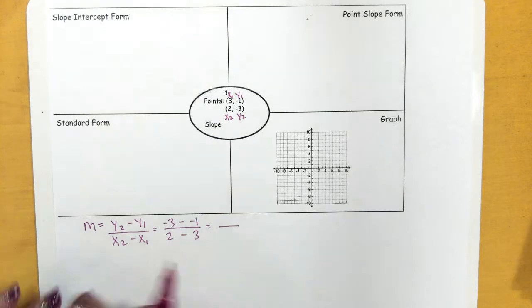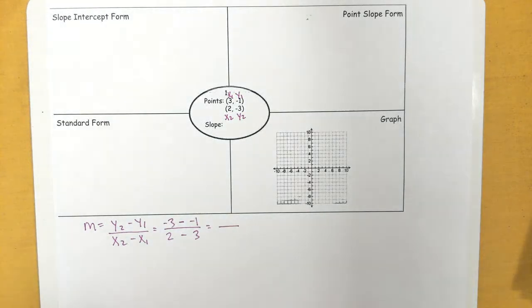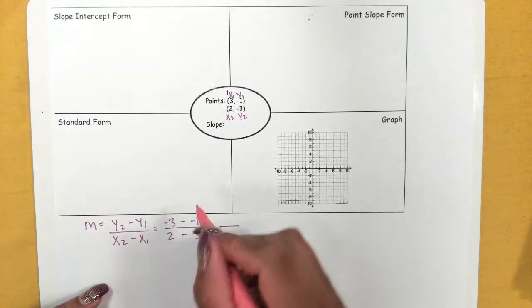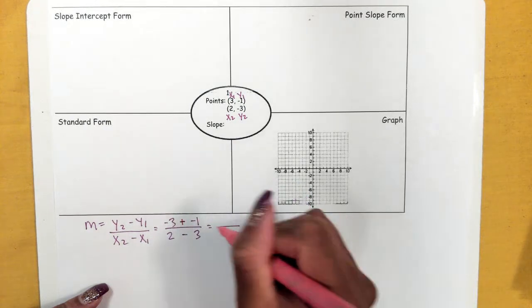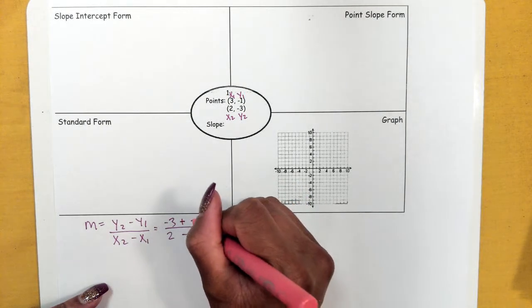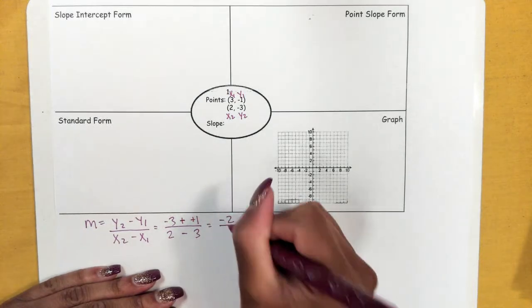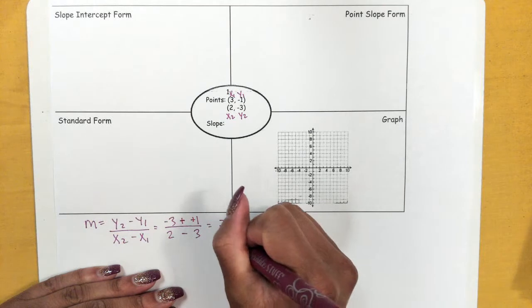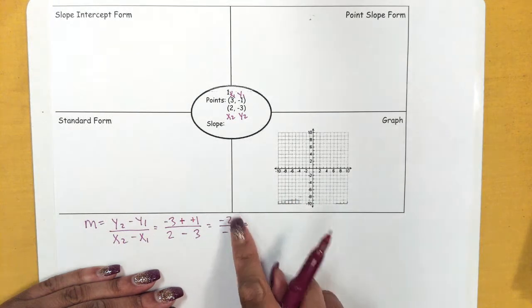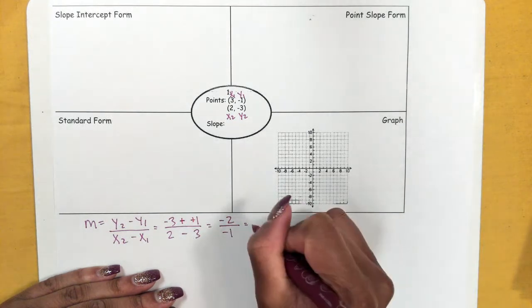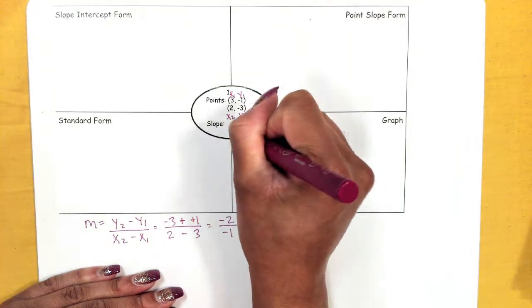And so, if I learned enough from keep, change, flip, I notice that I'm going to keep the first, negative 3, then my subtraction sign turns to an addition sign, and I flip the sign of my next number, so instead of a negative 1 is a positive 1. Okay, so now I have negative 3 plus 1, which gives us a negative 2. Then we have 2 minus 3, which is a negative 1. Negative 2 divided by a negative 1 gives us a positive 2. So our slope is 2.